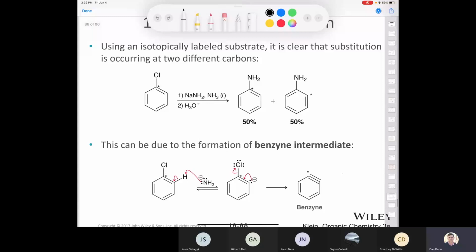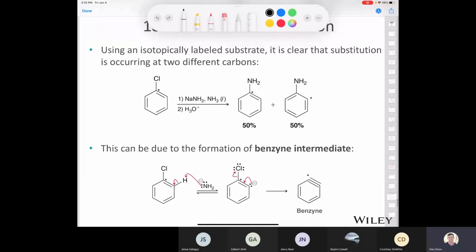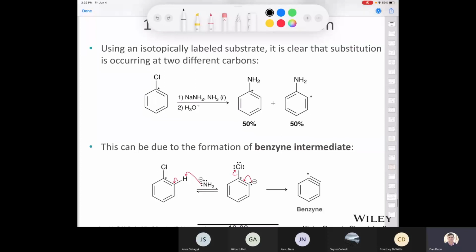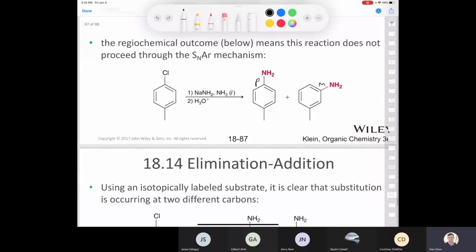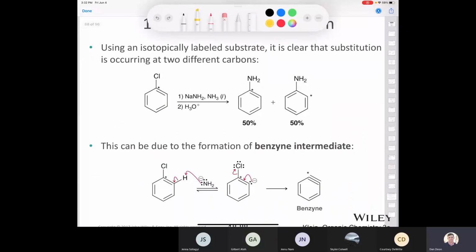If you use an isotopically labeled substrate, it's clear that the substitution is occurring at 2 different carbons. So this is just more proof of what's being shown here. An isotopically labeled substrate means you simply take the molecule and you replace one of the carbons, the carbon that has the chlorine attached to it. This is carbon-14. Carbon-14 is a radioactive isotope of carbon, and so it can be easily monitored. So we have our carbon-14, and if we try the same conditions, you see that the nitrogen is attached to the carbon with the carbon-14, but it's also next to it too.